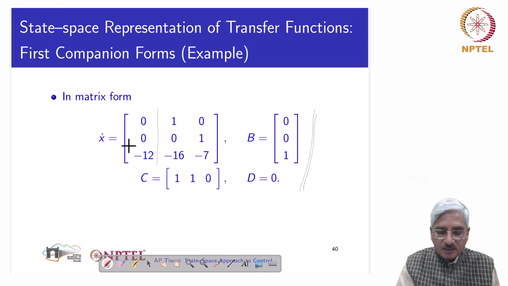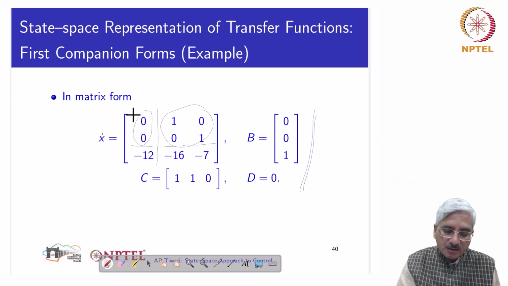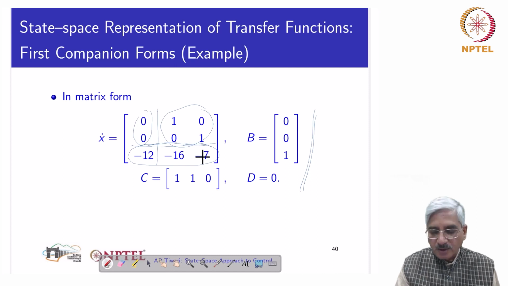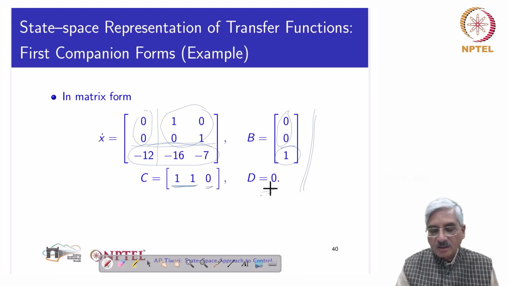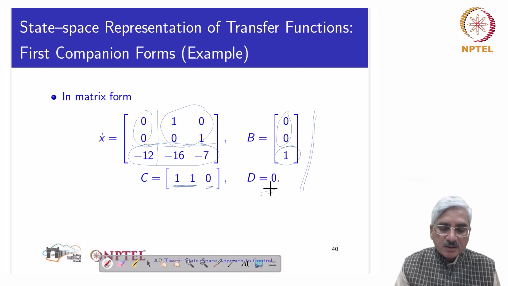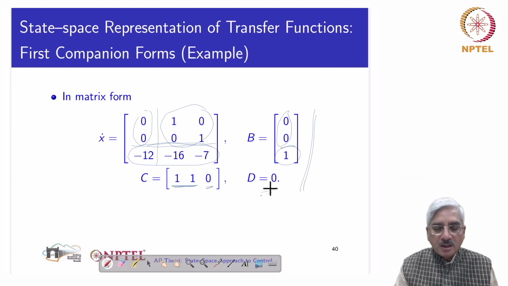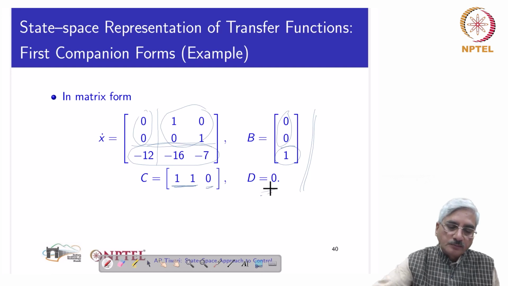As it was there in the general example, this part is the identity matrix, this part is 0, and this is the coefficients of the denominator polynomial. B has 1 only in the last row, the remaining 2 are zeros. And C, the combination of the first two state variables, is 1, 1, the third one is not there, so 0 times x3, and D is 0. So this is the first companion form representation of the given system.